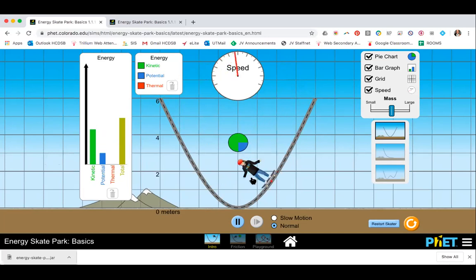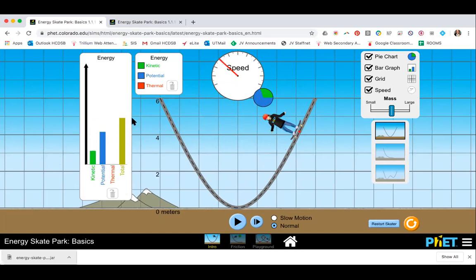When the person is at their maximum speed at the bottom, they have maximum kinetic energy and minimal potential energy. That makes sense because they have no height at the bottom. And at the top, they have maximum potential energy and no kinetic energy. That makes sense because the object is at rest at maximum height. And then anywhere in the middle, when we add up potential and kinetic, we get the total.